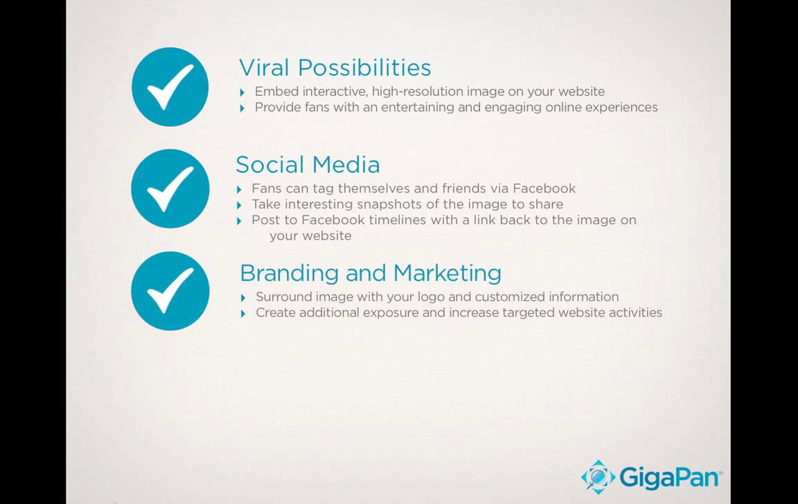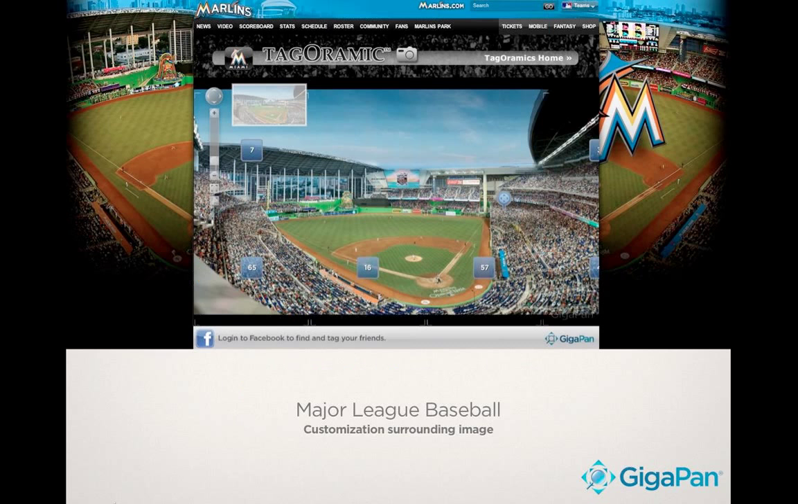Again, these images with Gigatag, just the viral possibilities that are behind it. Social media, again, fans basically go in, tag themselves via Facebook. It posts to their wall, and then you end up with roughly another 130 people that it gets exposed to. You've got the ability for branding and marketing. You can surround the image with your logo or customized information. And there's some examples that I have here in the following slides that I'll show you. And then we also have the monetization opportunities, where advertising with sponsors and then revenue share.